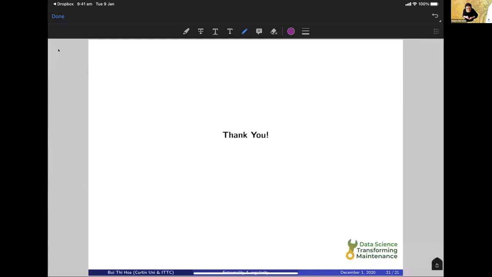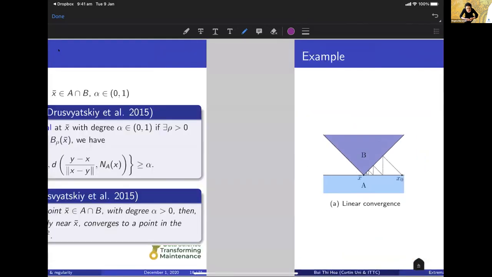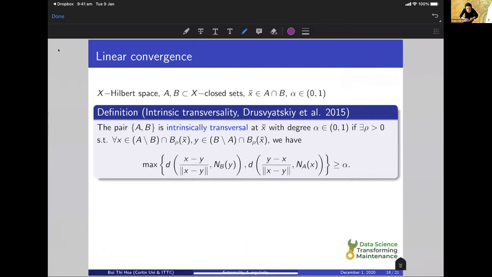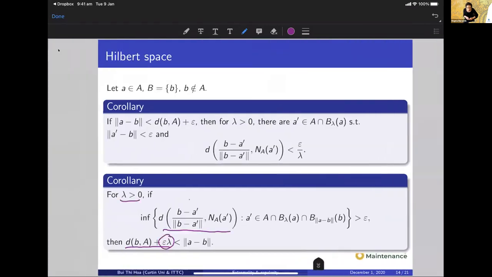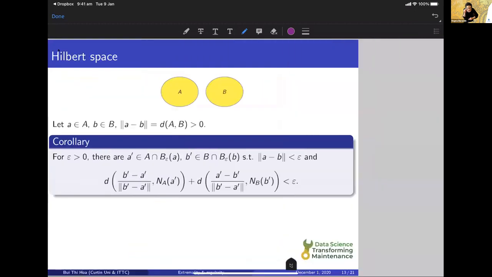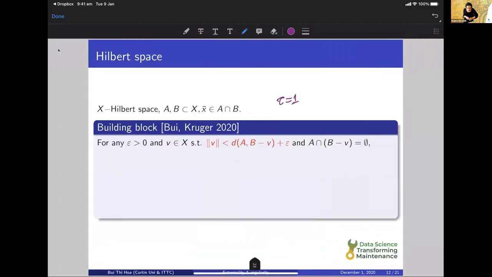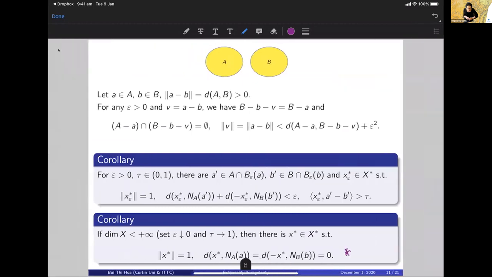I have a question. Hoa, very nice talk. You said that there is a result that the distances are zero in the limit when the dimension is finite. You take a limit, and when the dimension is finite, you can do that. Do you have a counterexample for the case of infinite dimensions?